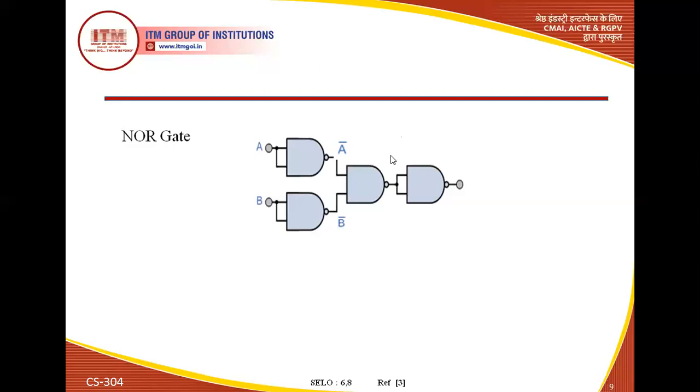So we can see here that we are getting the output A plus B, and this A plus B is working as a common input for this NAND gate. At that time, we get the output (A plus B) whole bar, which is basically the output of the NOR gate. Okay, got it. So just remember that we require 4 NAND gates for designing the NOR gate.